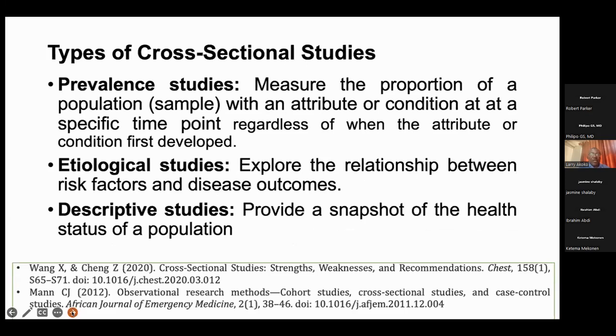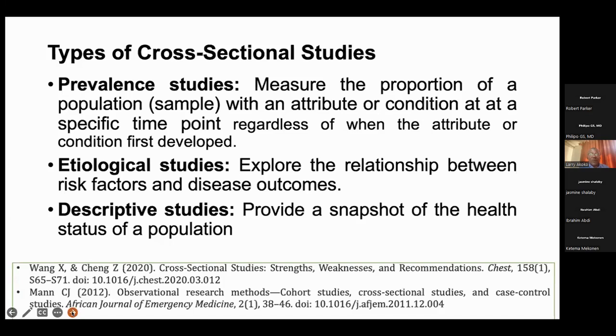The most common and easy one is the prevalence study, which measures the proportion of a population, which we call the sample, with an attribute or condition at a specific time point, regardless of when the attribute or the condition first developed. This is what we call the chicken and egg phenomenon. You don't know whether the chicken came first or the egg came first. You don't care. You want to know how many chickens are there, how many eggs are there.